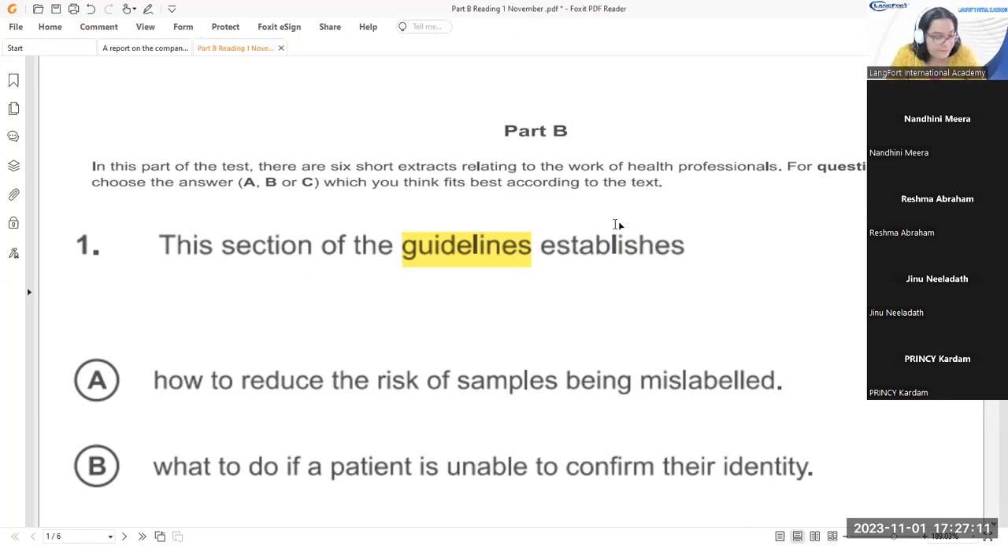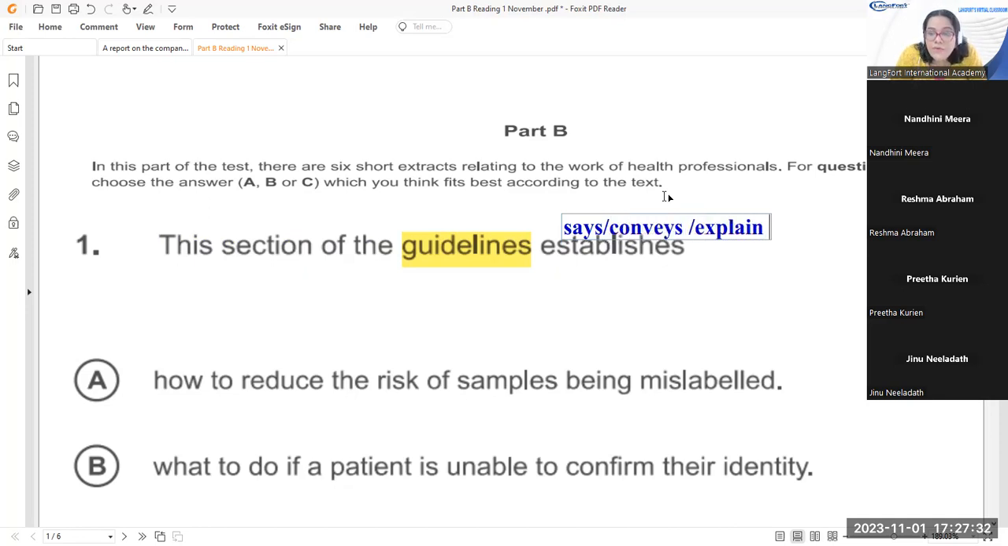Tell me. Yes, tell me. Come on. Nandini, Gino, Princey, what do you think is the meaning of the word establishes here? Yes, tell me, Nandini. Very good. Not elaborate, but says or conveys, or explains.